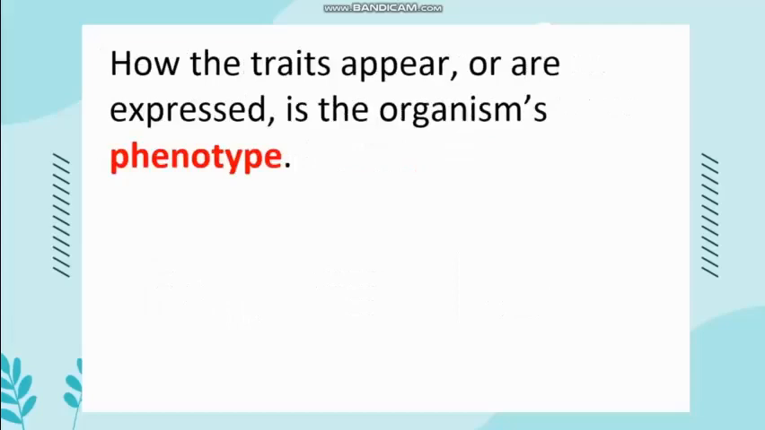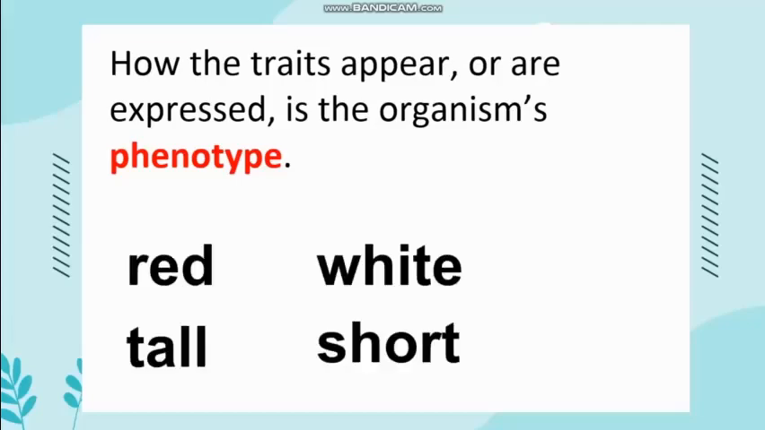Another way of expressing the trait is by the phenotype. This time, when we say phenotype, it is the description of the trait. So for example, you have red, you have white, you can have tall or short. So it is the description of the trait itself. So that is how we can express the trait or the alleles.